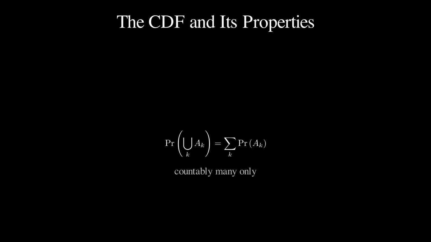Why does the machinery of the PMF run out? A spinner can stop at any angle, uncountably many outcomes, and the third axiom adds probabilities over countably many disjoint events only. We need a new object.